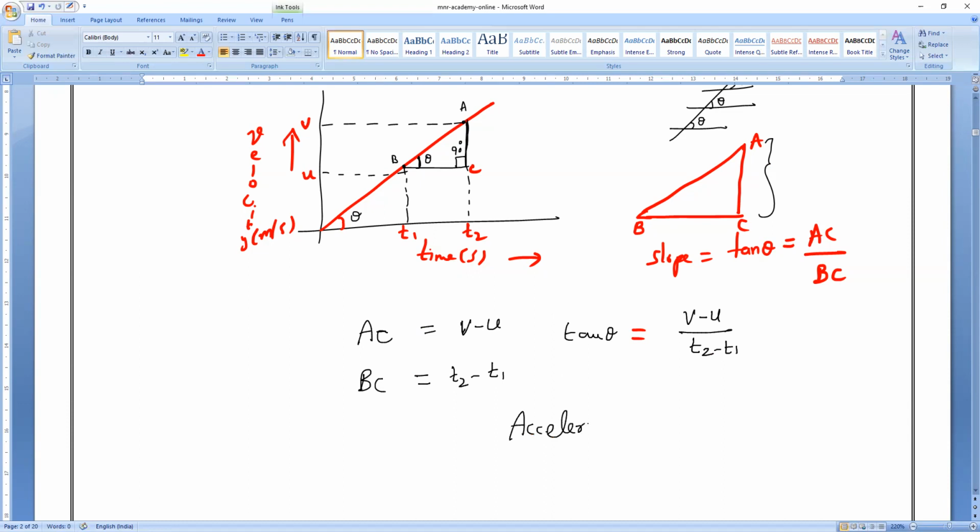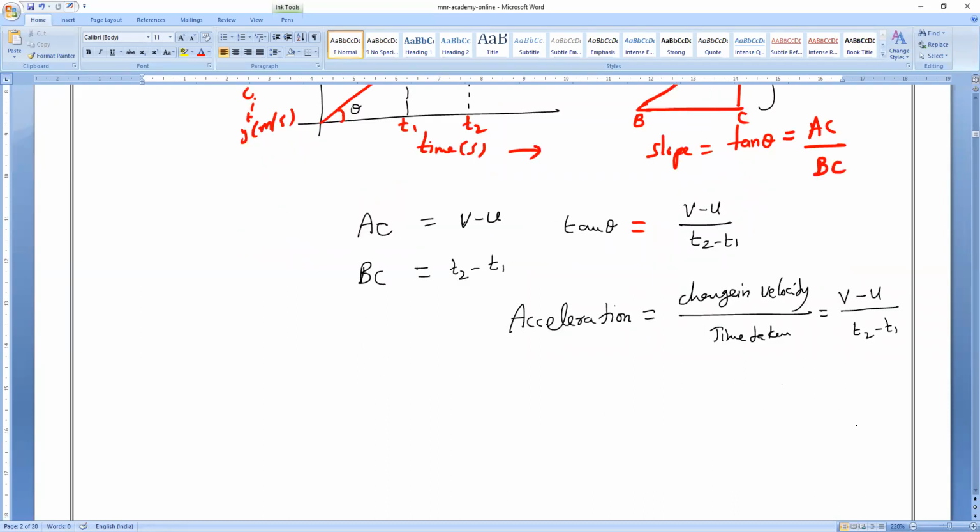So we all know acceleration. What is the acceleration formula? Everybody tell me. Acceleration is equal to the change in velocity divided by the time taken. So the change in velocity is final velocity minus initial velocity, divided by the change in time, T2 minus T1. So I can say slope is equal to tan theta is equal to what, guys? In the velocity-time graph, it is acceleration. That is what you have to remember.